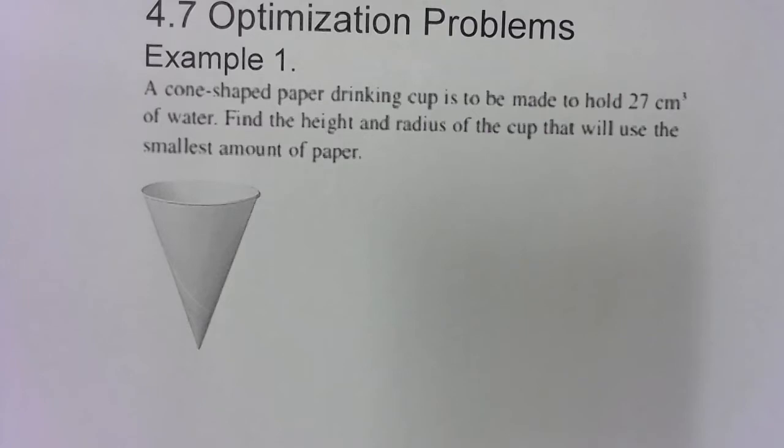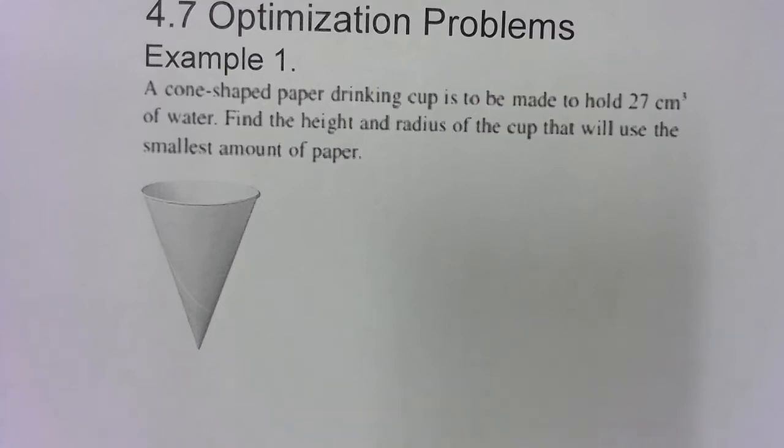Like you pull off one of the Home Depot or Lowe's drinking container things, big jugs, and you fill it up, and then you don't want to waste a lot of paper, so you want to make this be the minimum amount of paper and hold 27 cubic centimeters of water. That's like a couple of nice gulps of water. Find the height and radius of the cup that will use the least amount of paper.